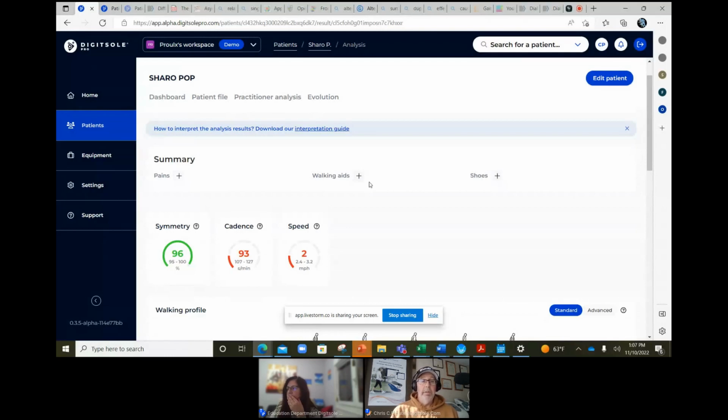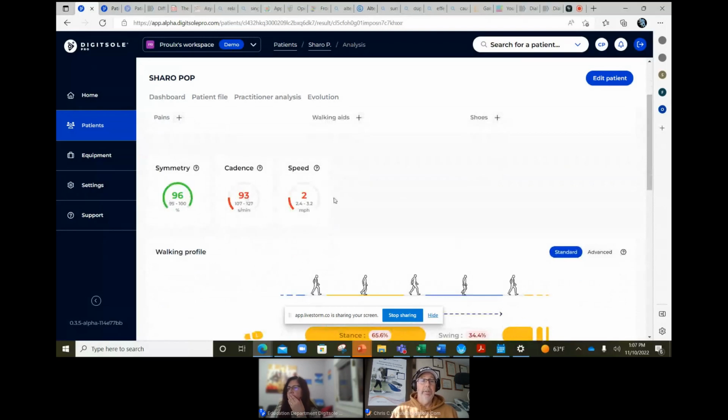So a little bit further down on the dashboard, we see that we have symmetry, cadence, and speed right across the top. They're very simple and easy, but they're pretty important characteristics of someone's ability to perform walking. Well, why walking again? Well, as I mentioned earlier, walking pulls in many of the systems of the body together to perform something that seems very simple, but arguably is somewhat complicated.